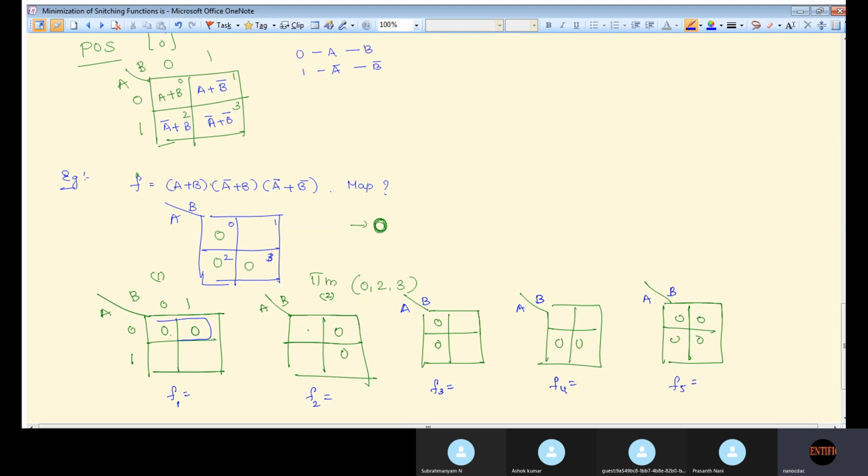I will tell you the first one, look. Here 0 and 0, B bar, 0, 0 means this is representing A and this is representing A. So F1 is equal to 0, F2 is B bar, F3 is B, F4 is A bar, F5 is 1. In SOP all are 1s, so here in POS form we will get 0. Okay, very good.